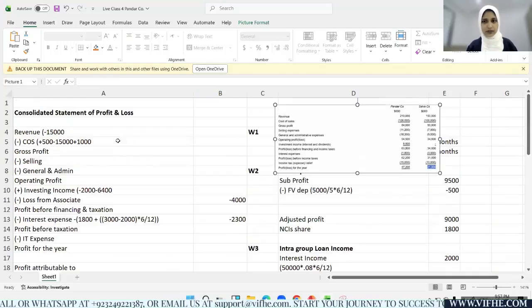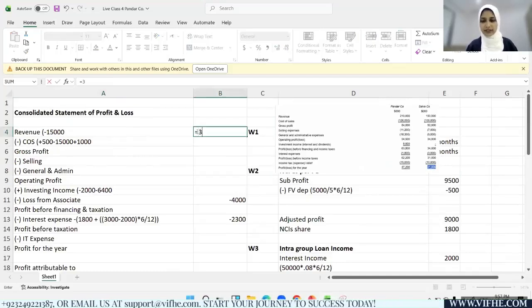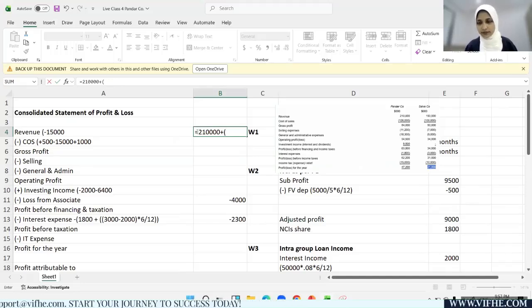Okay, I have this snapshot. Now I'll quickly close this. Okay. So I have a 210 full of parent, I'll take plus 150,000 into 6 by 12 very carefully and then minus 15,000.